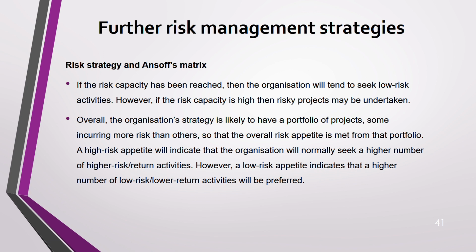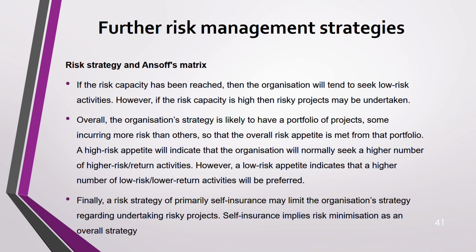So overall, what happens? Organization strategy should be such that the portfolio has some projects with high risk and some with low risk. A high risk appetite means what? You are taking higher risk activity. Low risk appetite means what? You are taking low risk activity. And a risk strategy of primarily self-insurance, where you want to self-insure yourself, limits your organization strategy where you want to go for the risky projects.